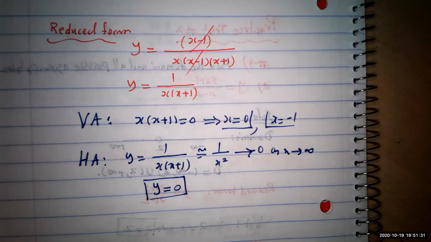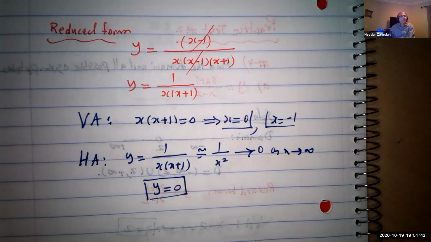Yes? In the last problem that you showed us from the lesson, you said not to do reduced form before you did the vertical asymptote because of the two lines. Yes, that's correct. But in this one you did reduce it before you did the... No.